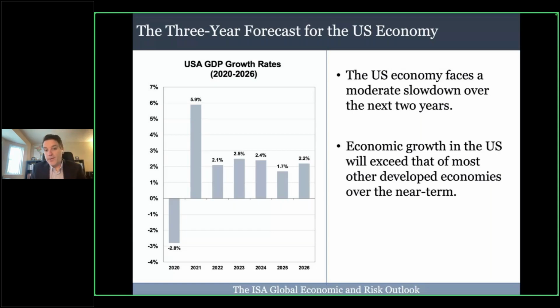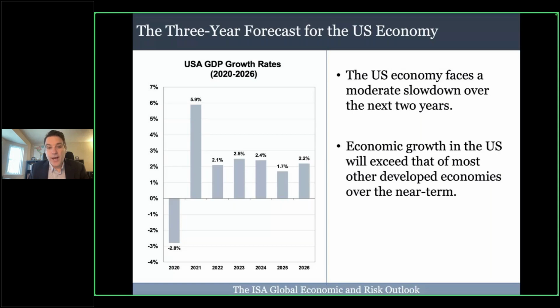Now, there are a number of variables which could impact the US economy going forward, the election obviously being one, some other factors, including persistent inflation, what the Fed decides to do with interest rates, which we'll talk about going forward. But we do have a relatively optimistic outlook for the US economy over the near term.